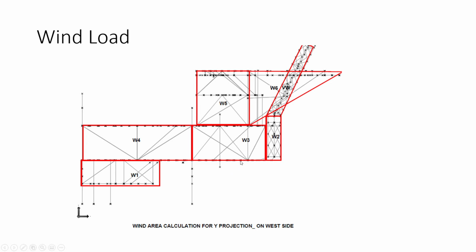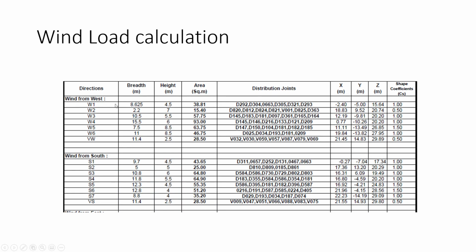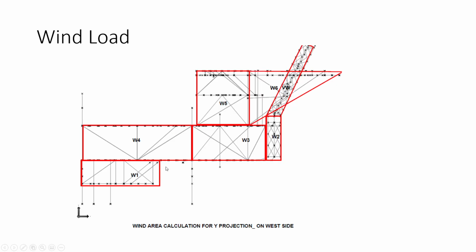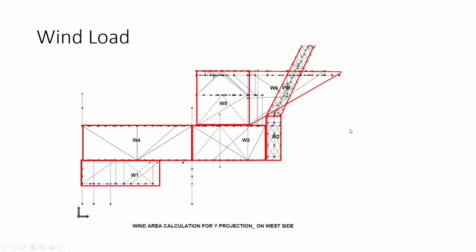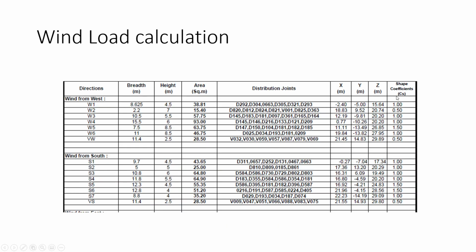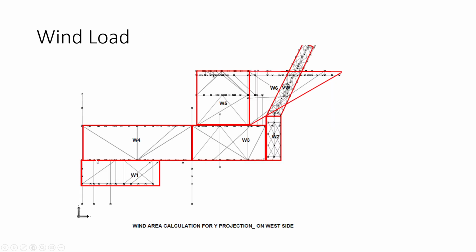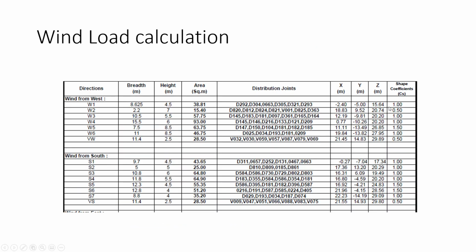For that we have to select a joint here and specify the area in the software. Suppose W1, this is W1 with breadth and height, and this is the area, and this is a distributed load over joints 1 2 3 4 5 6, the main joints. And what is the CG of this? XYZ is nothing but the center of this W1 box. This is XYZ and this is the shape coefficient factor. I'm considering this as fully blocked, so I have taken 1.